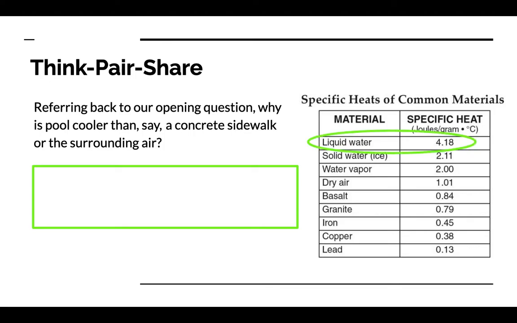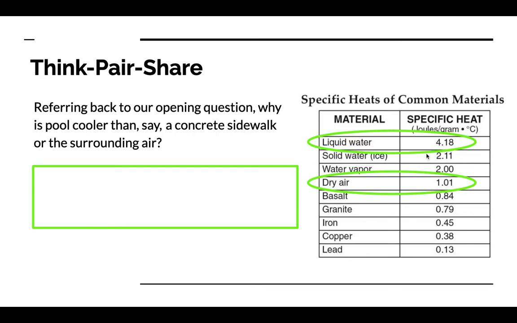So if we look here, we see that liquid water has, again, a specific heat of 4.18 joules per gram degree Celsius, whereas dry air has a specific heat of 1.01 joules per gram degree Celsius. So as a result, we're going to require less heat to raise the temperature of dry air 1 degree Celsius than we are for liquid water. So if dry air and liquid water are receiving the same amount of heat from the sun, then dry air is going to undergo a greater change in temperature than liquid water.